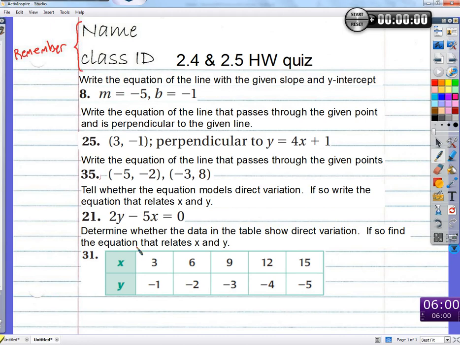So we're writing equations of lines. Typically, we like to write equations of lines like this. Let's write equations of lines in this form.